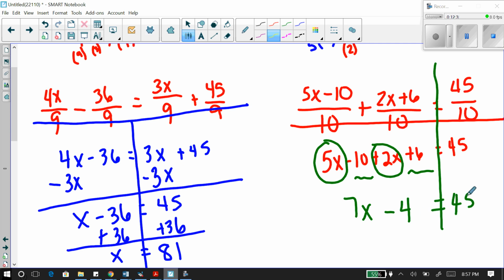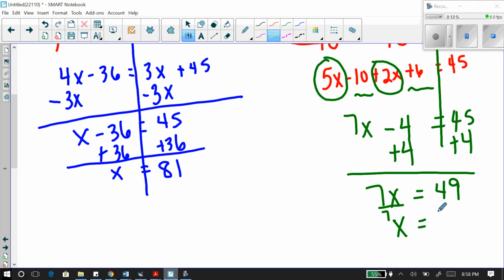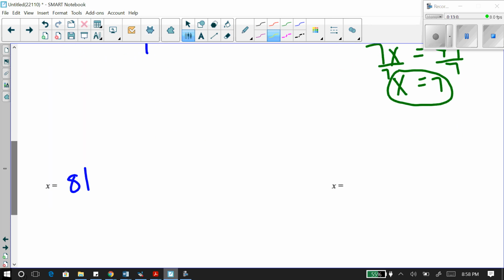Again, if you don't know those, no big deal. Just use your calculator. Now this is an easy two-step equation that we can solve. All right, so add 4 to both sides. 7x equals 49. Divided by 7, and x equals 7. Make sure you type that in to your box at the bottom.